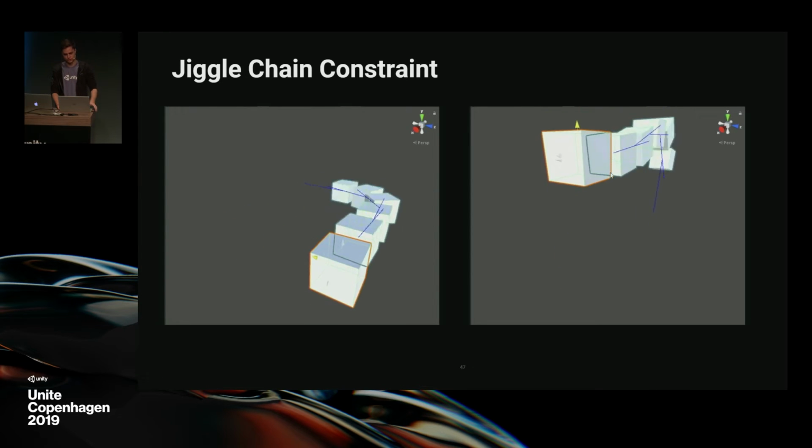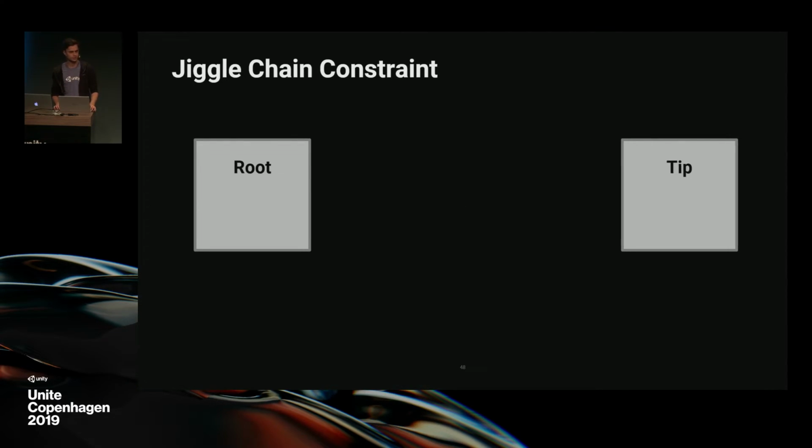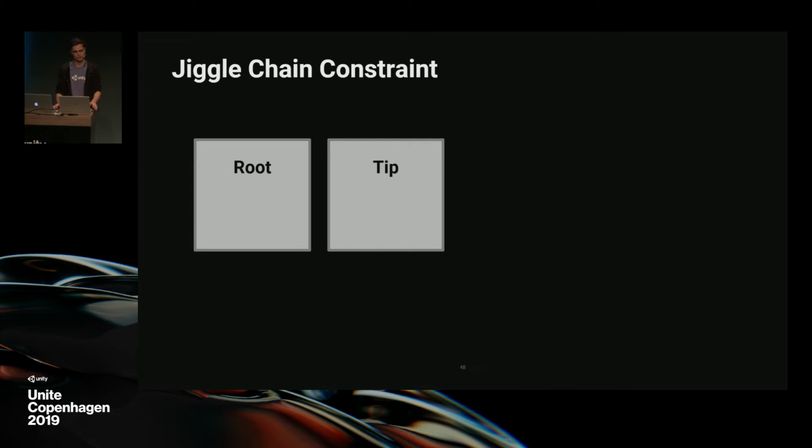So let's get a more serious image of this jiggle constraint, and we'll take this as an example. Our jiggle constraint should work on a chain of any length. But to simplify our explanation, we'll just take our root and tip transform. Our algorithm will easily generalize to a chain of any length and to 3D, like the slides are just 2D. So let's take this as our starting frame.